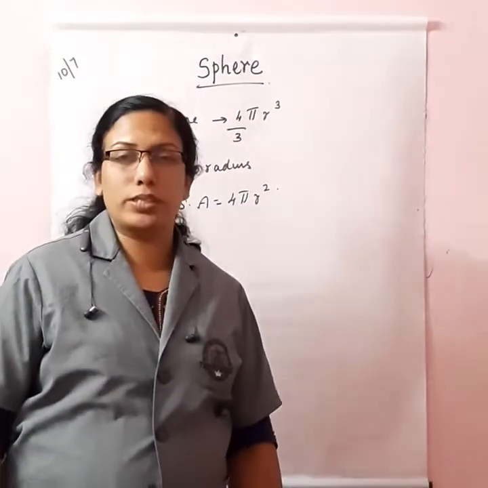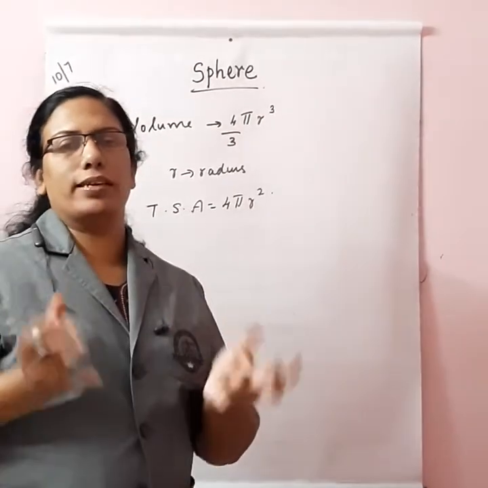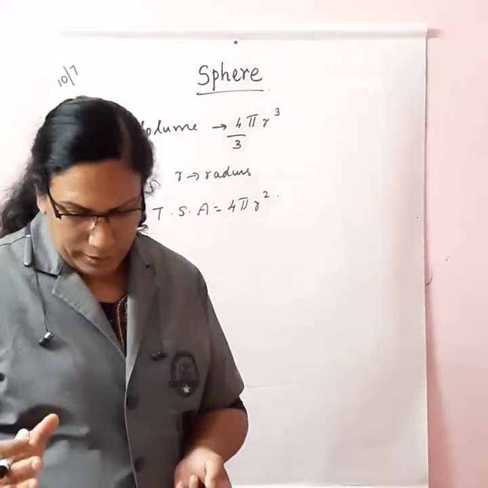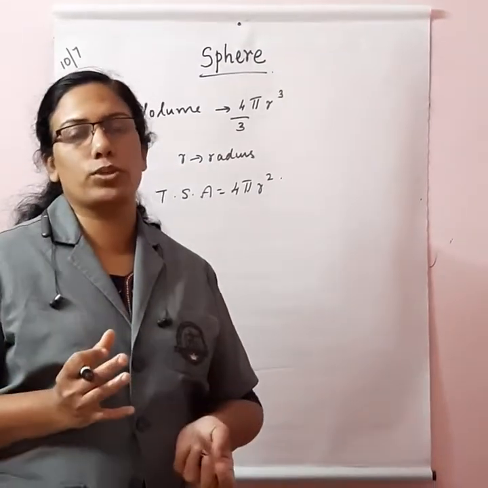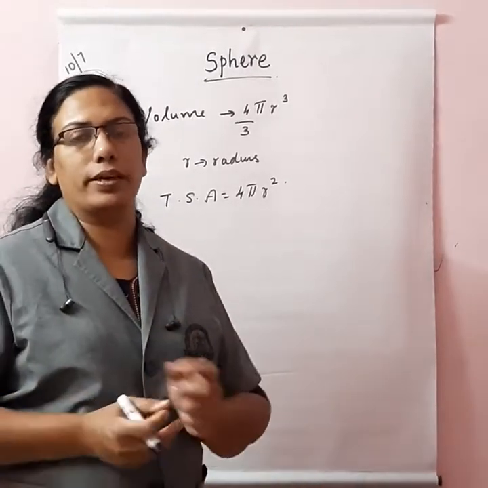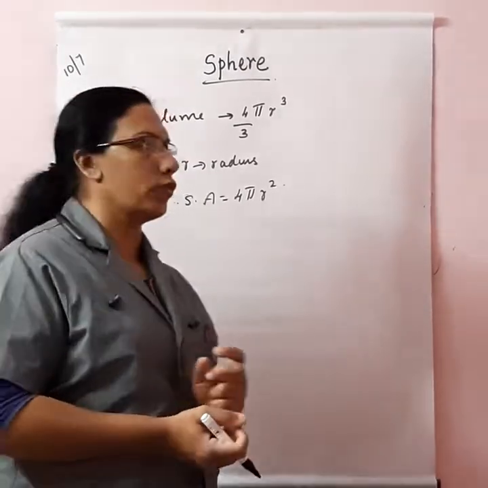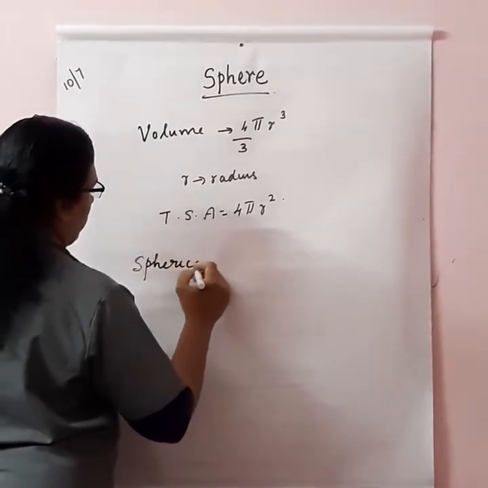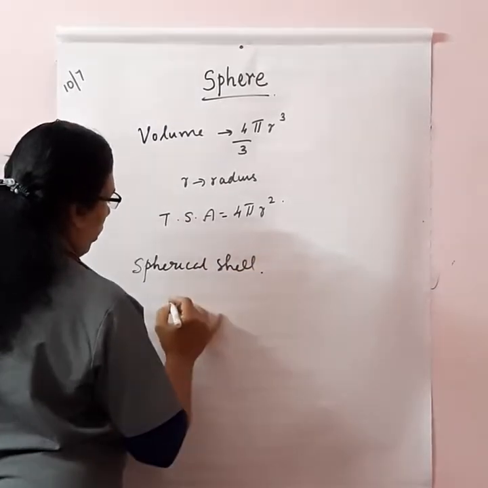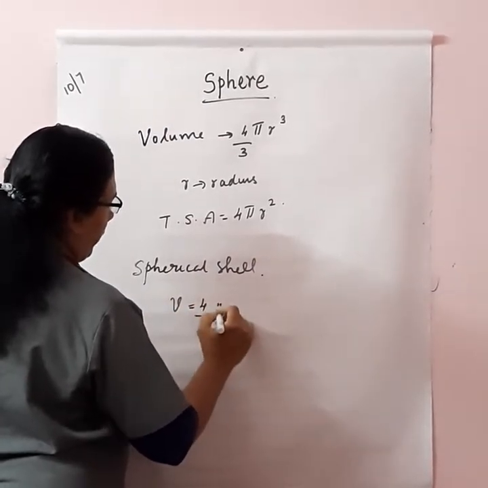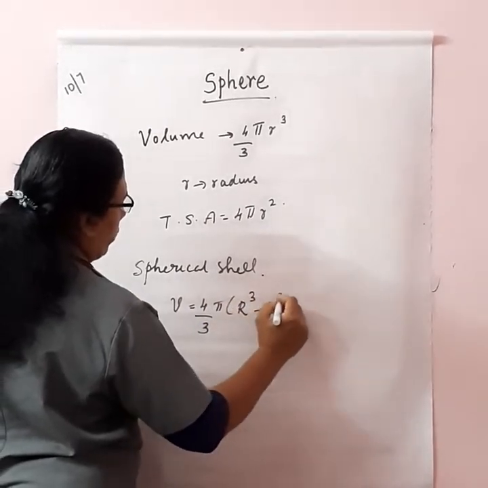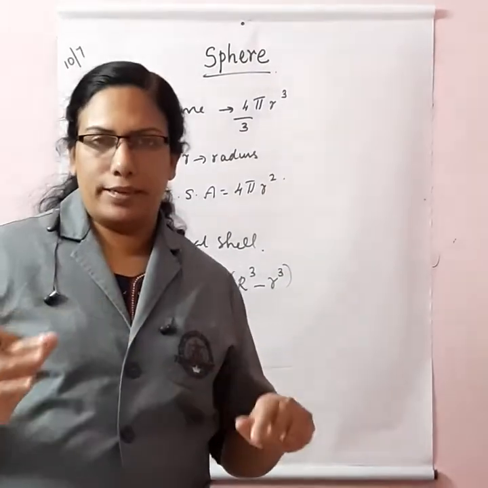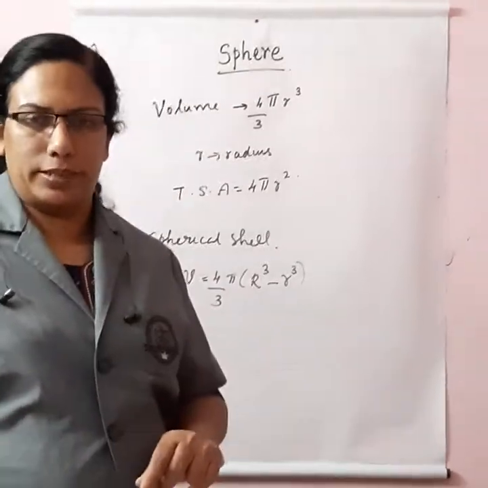Now you have to learn what a spherical shell is. A solid enclosed between two concentric spheres is called a spherical shell. Now the volume of that also. What is the volume of the spherical shell? The volume is equal to 4 by 3 into pi (capital R cube minus small r cube), where capital R is the radius of the outer sphere and small r is the radius of the inner sphere. So these two things you have to keep in your mind.